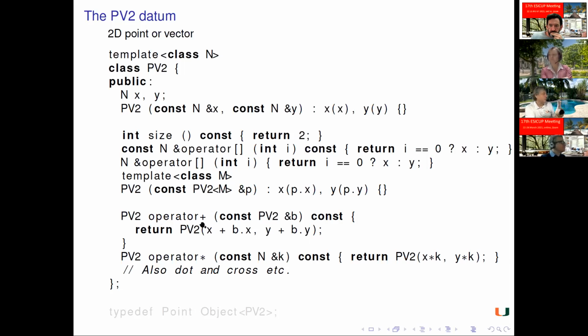So for instance, you have PV2 operator plus, which takes another PV2 and just returns a PV2 with the sum of the X's and the sum of the Y's, which is obvious, adding points and vectors, and say multiplying by scalars, and then also the dot and cross product and so forth. And then the thing is that you don't really use this directly. What you use is an object of PV2. This is a template that we give you, and you can just call that a point. And an object of PV2 is something which knows how to calculate itself with a no argument calculate method, like I said. Before we get to that, let's just look at what the predicate looks like.